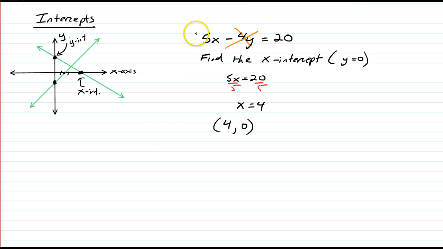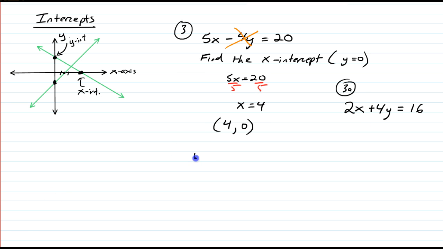So I want you to find the x-intercept for 2x minus 4y, let's make it plus 4y, equals 16. So find the x-intercept for this equation.